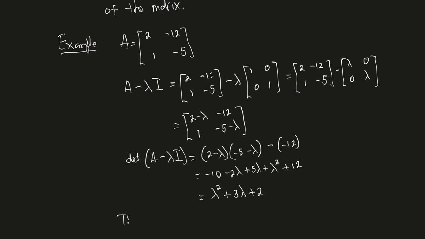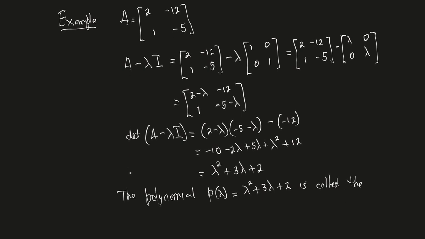The polynomial P of lambda, which is equal to, in this case, lambda squared plus 3 lambda plus 2, is called the characteristic polynomial. So everything is characteristic, right? The characteristic polynomial of our matrix A.